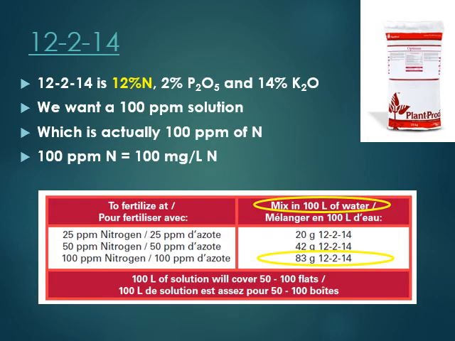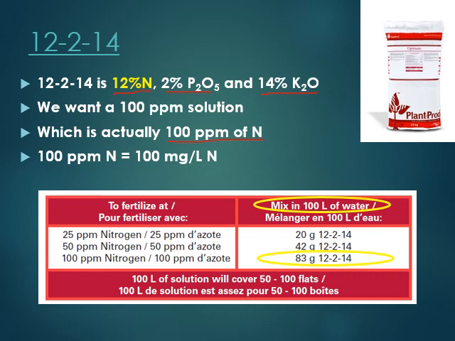So let's look at an example. This is 12-2-14 fertilizer. Now, the 12 and the 2 and the 14 refer to percentages, right? So there's 12% nitrogen, 2% phosphate, and 14% potassium. Let's say we want a 100 ppm solution, all right? That means we're looking for 100 ppm of nitrogen.